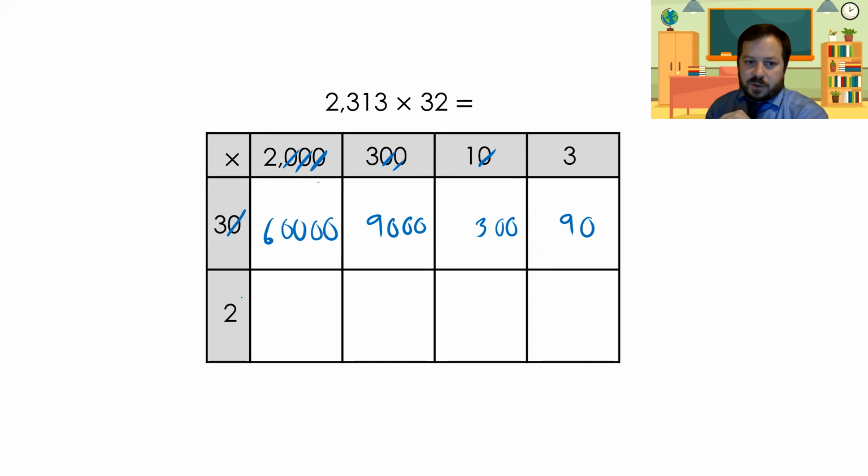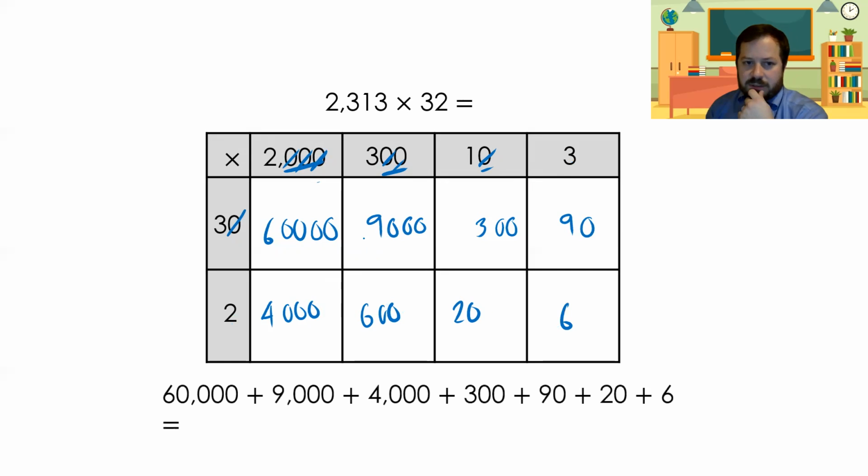Then we go down here. 2 times 2 is 4, and then we're going to times it by 1,000. 2 times 3 is 6, times it by 100. 2 times 1 is 2, times it by 10. And 2 times 3 is 6. And then we add that all together. And we got 6,000, 9,000, 4,300, 90, 20, and 6.